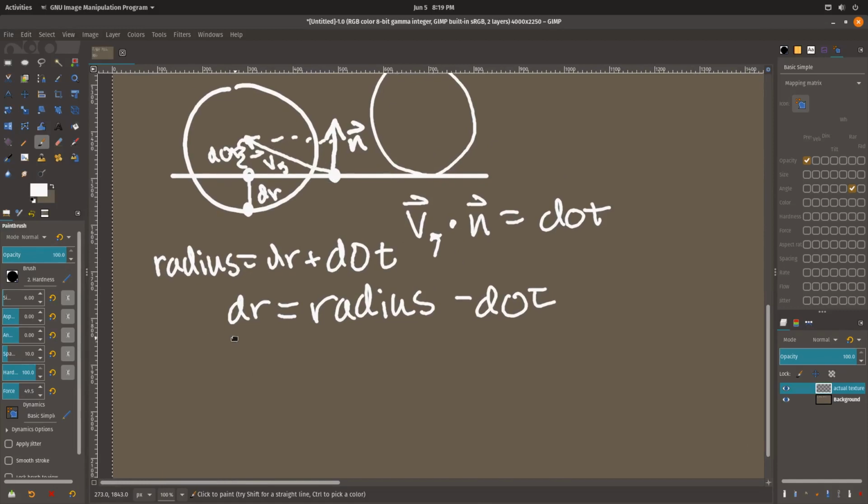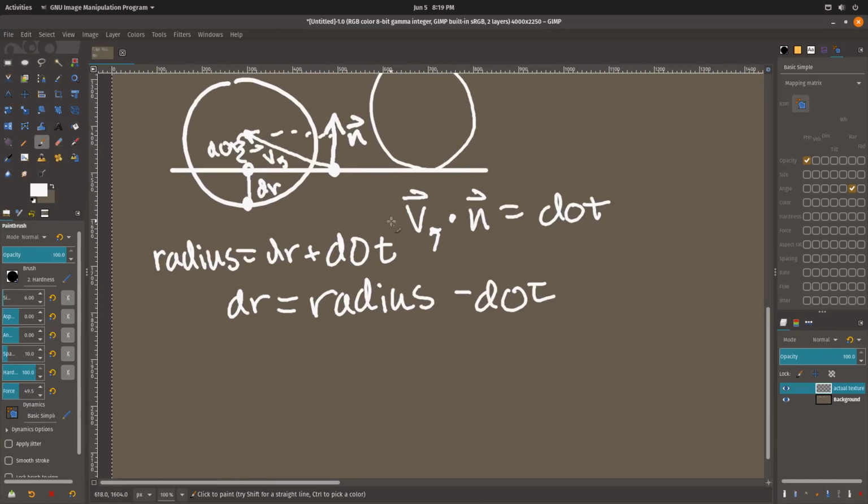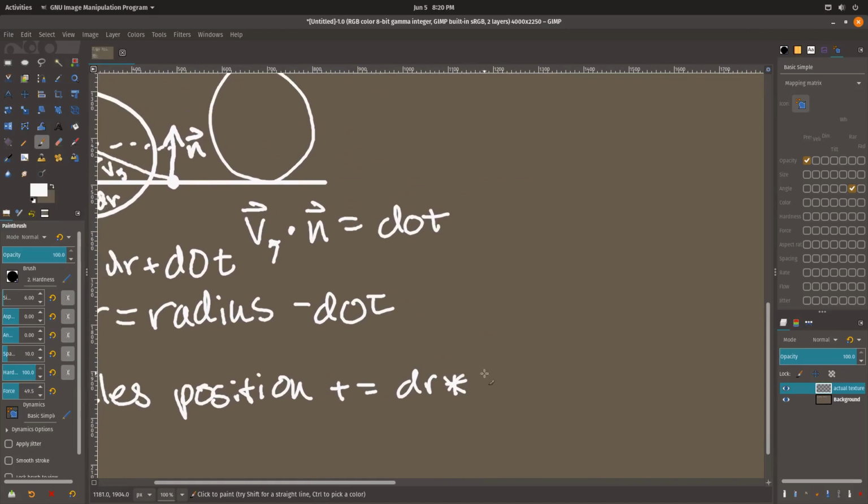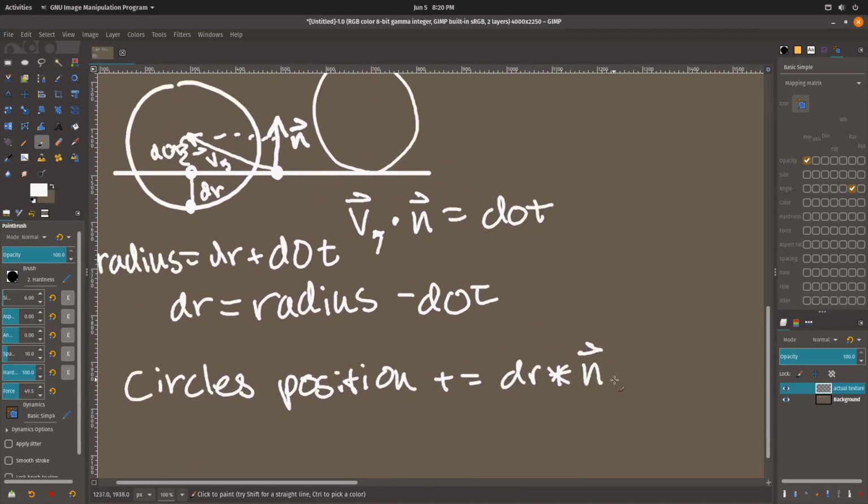Now we're almost done. All we need to do is move the sphere by dr units along the normal axis. And the way we do that is we can say the circle's position plus equals dr, the distance to move it, times, because we're working with vectors here, the normal vector. And that's about it. That's a very simple collision resolution that we can do using this detection algorithm.